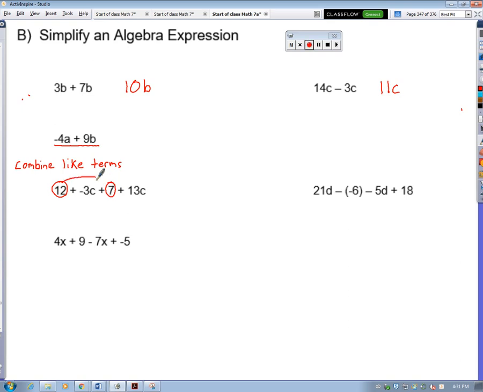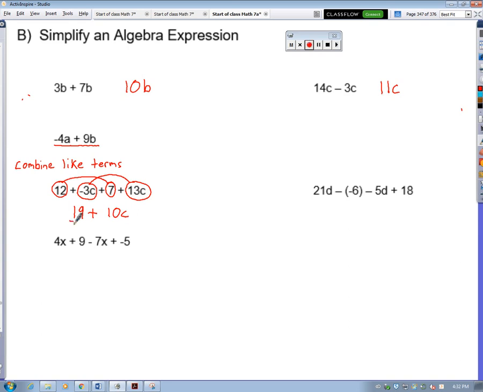So I can add those two together, no problem. They're the same. That's going to get me 19, plus, now check this out. I have negative 3c, and then I have 13c. I can add those together because they both have c's on them, so they can be combined together. I got negative 3 and 13. If I do the math on that, then I'm left with 10c.